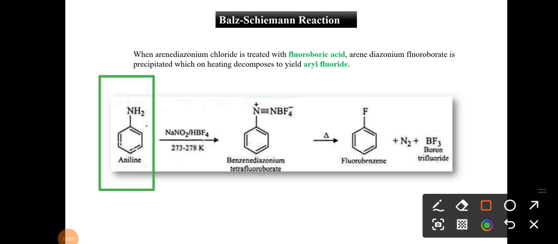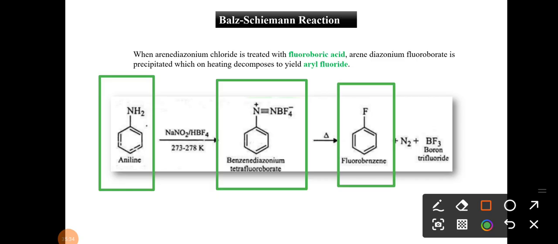Here the intermediate formed is benzene diazonium tetrafluoroborate. But in between there is one more step, your diazotization reaction, right? Your aniline is converted to the diazonium salt, and if the diazonium salt reacts with HBF4, which is fluoroboric acid, you get this intermediate, and that intermediate is again converted into fluorobenzene. So you have to remember the compound fluorobenzene.